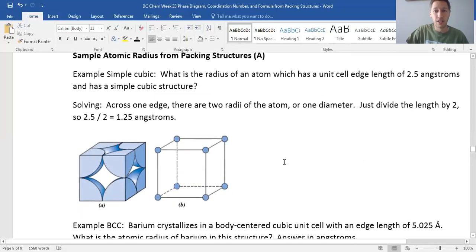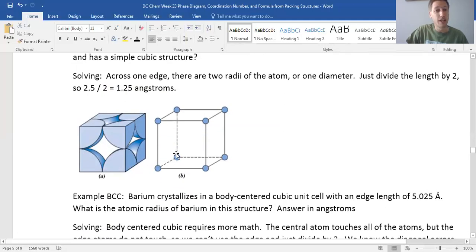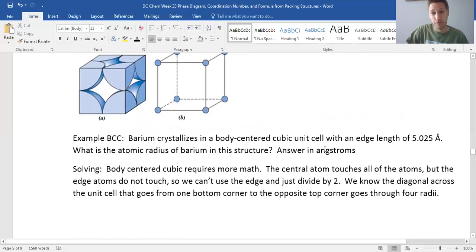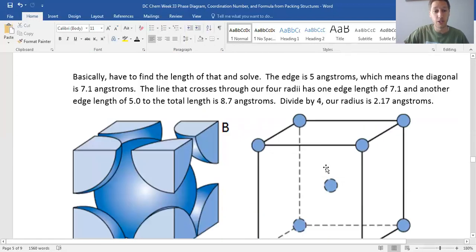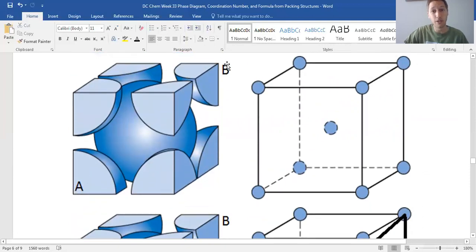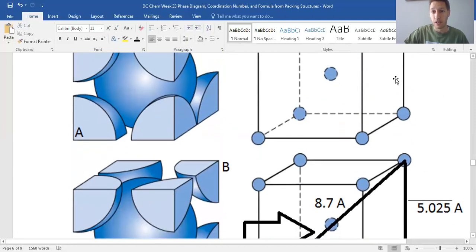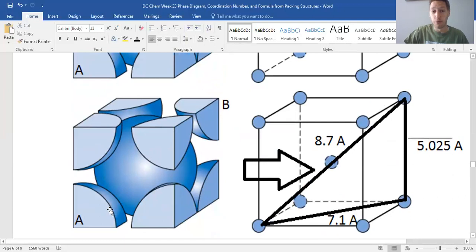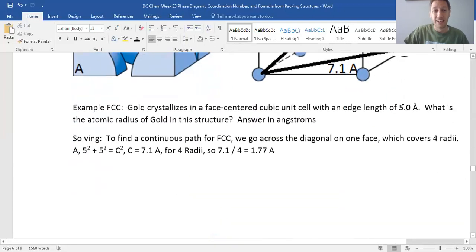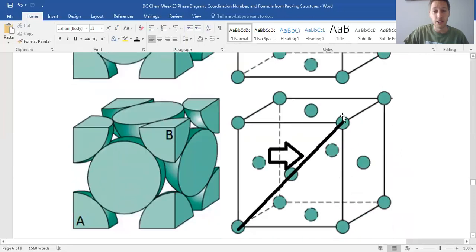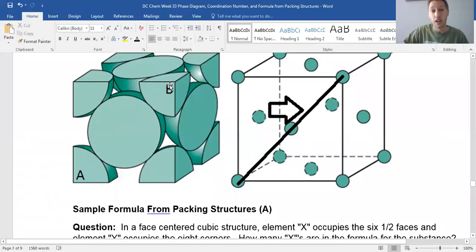For simple cubic, all you got to do is take the edge length divided by 2. That gets you how big that atom is. For BCC, this will be the one that takes more work. You got to actually find the diagonal going all the way from the front corner to the back corner, completely opposite corners. Find that edge length right there, this distance here, and then divide by 4, because it's 4 radiuses going from this corner to that corner. For FCC, all you got to do is find the distance between one diagonal on one face. So from here to there, that would be 4 radiuses going across there.